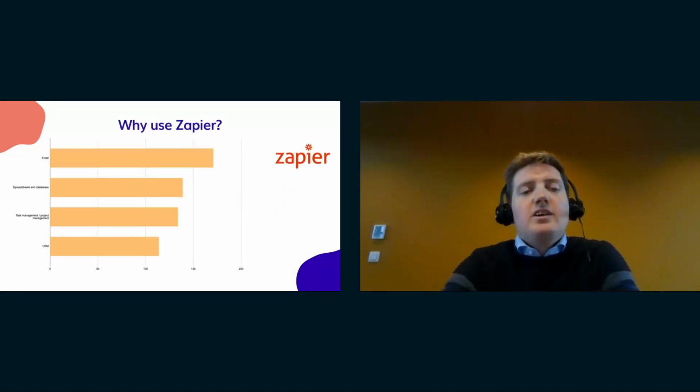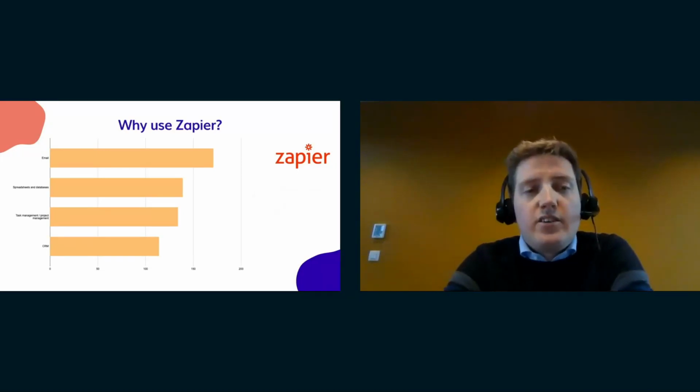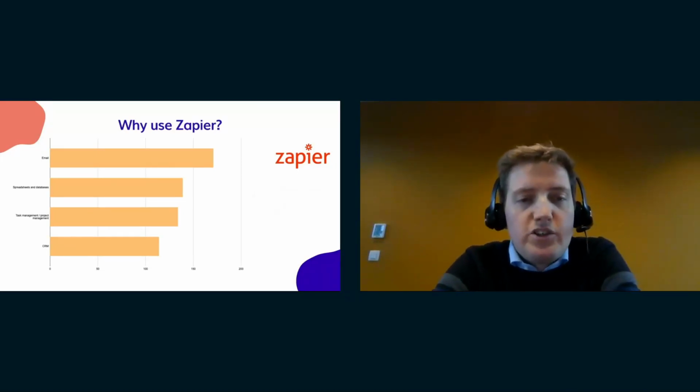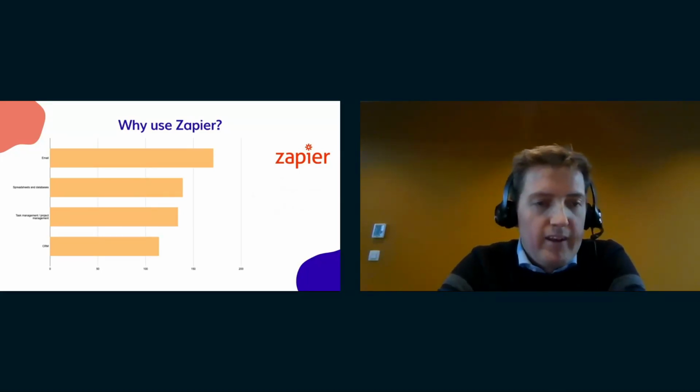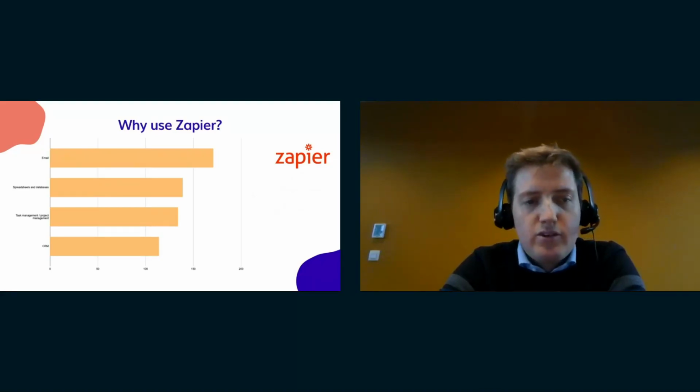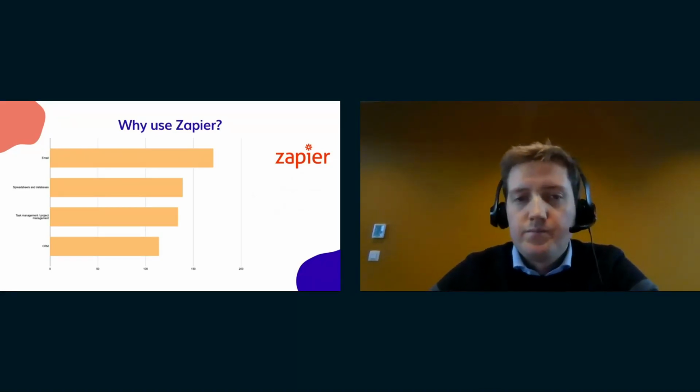Some time ago, Zapier did some research. They asked 2,000 marketeers which apps they use most. You can see the results on this diagram. The email marketing platform is the tool that is used the most often. Next are spreadsheets and databases. Then task management, project management apps, and finally a CRM system. Combining all of these different apps, of course, would save you a lot of time.